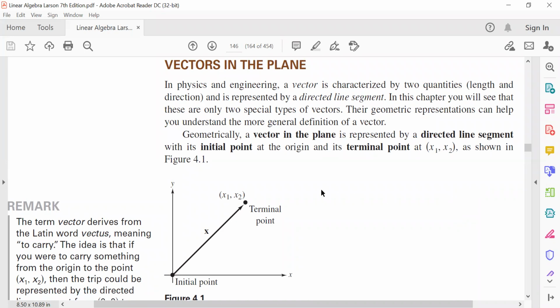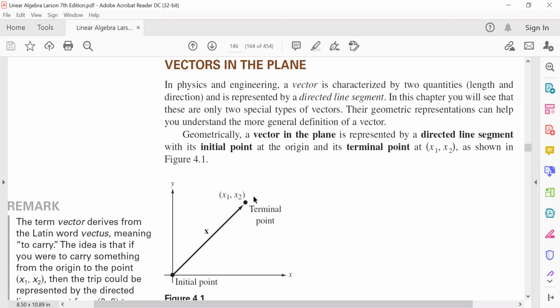So in this case, the terminal point is x1 comma x2. And remember, you would normally call this x comma y, but we're calling it x1 comma x2 because, like I said, you can have 47 variables, not just 2 variables. But for now, x1 comma x2.